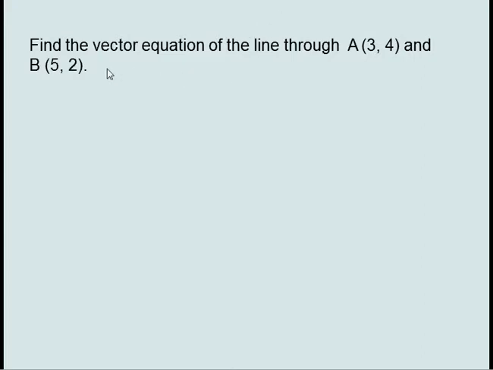Here's an example for you. Find the vector equation of a line going through points A and B. A is 3, 4, B is 5, 2. Right, so that's the equation we want, r equals a plus tb. a is the point on the line. Let's pick A, 3, 4.